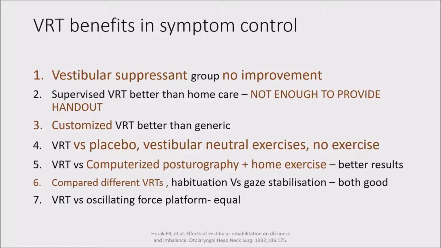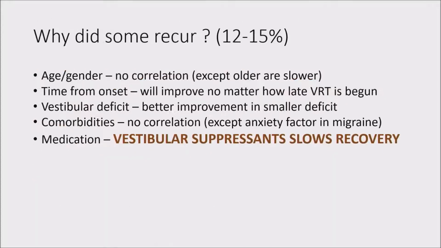VRT versus placebo versus neutral exercise and no exercise, VRT came up trumps. VRT versus computerized posturography. Now this is difficult to do. Computerized posturography along with Cawthorne-Cooksey at home, this had a better result, but this is difficult to achieve. And VRT, different VRTs like gaze stabilization versus spinal exercises, everything worked. So basically, bottom line is start VRT as soon as possible.